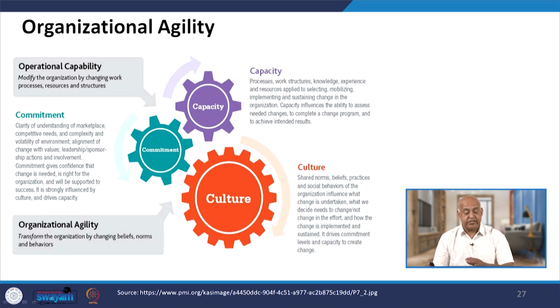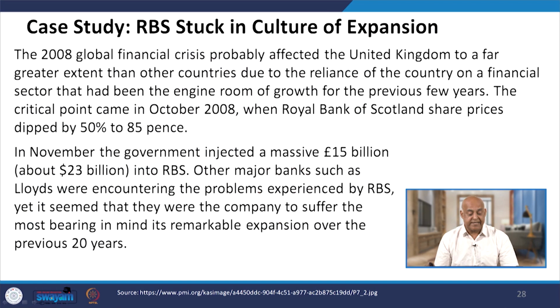This is the organizational agility which we will be creating through capacity, commitment and culture. This commitment I have already talked to you about, that is how to build the commitment amongst the employees. Then organizational agility is to be there, the belief that they can bring the change, and the norms and behaviors. Then the capacity: motivating, implementing and sustaining changes in the organizational capacity influences the ability. And then the culture is there.